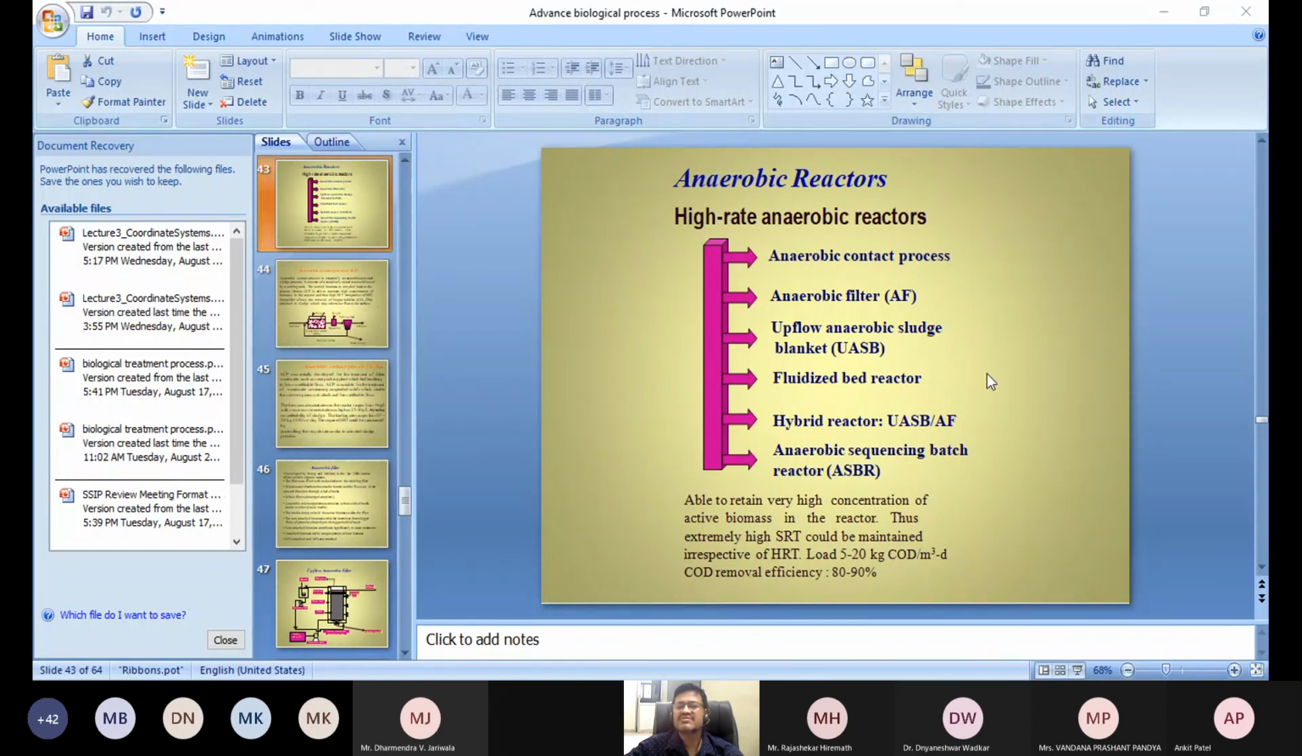I have seen some questions in the chat. What is the composition of sludge, asks Suchitra Rajput Chauhan? So sludge is nothing but biomass, that is bacteria. I have already told that it is bacteria. Yes. Any other question, you can ask.